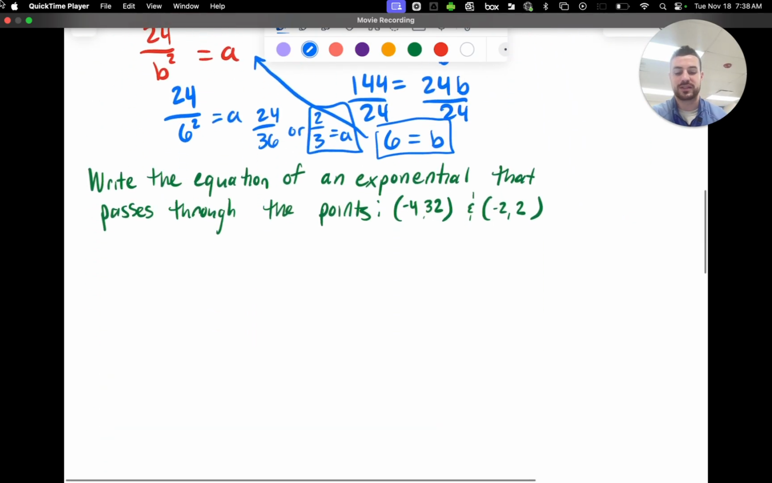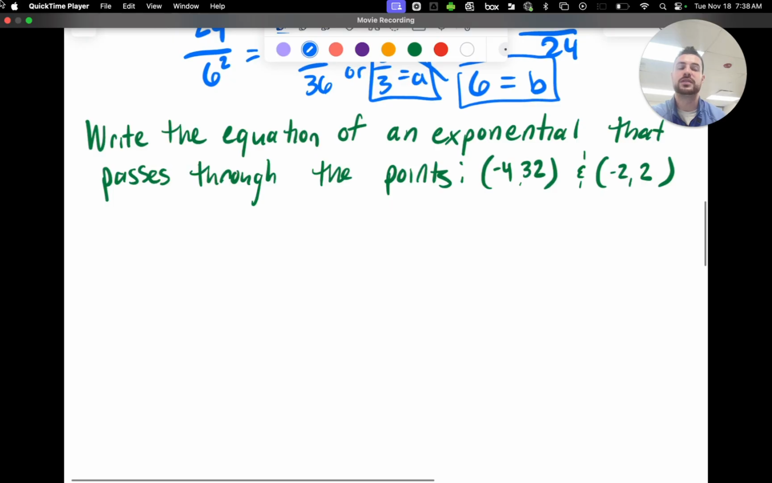And now we're going to throw in some negatives. So sometimes negatives give us a little bit more difficulty. So I just want to give us an example here so we can practice just to see what it looks like. So again, write the equation of an exponential that passes through the points (-4, 32) and (-2, 2). So again, we're going to start off with our equation.